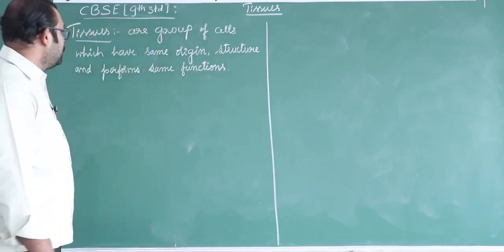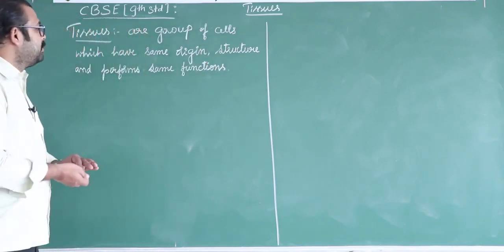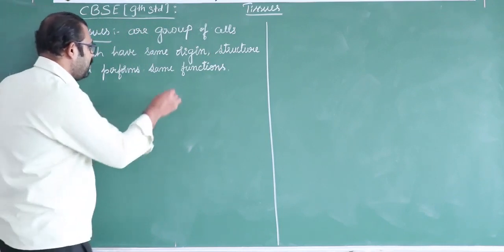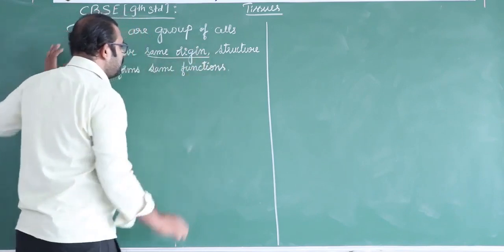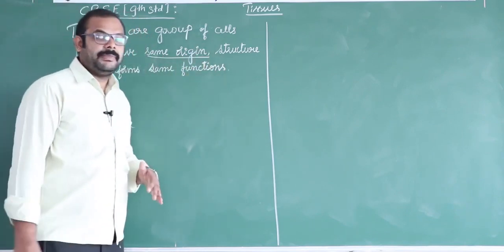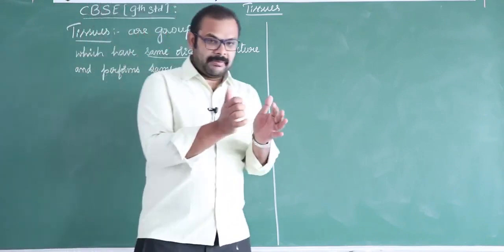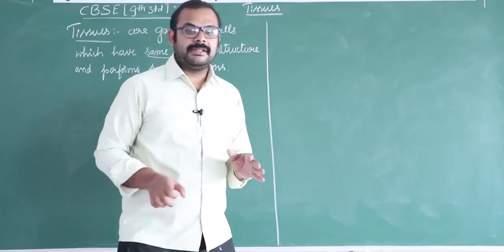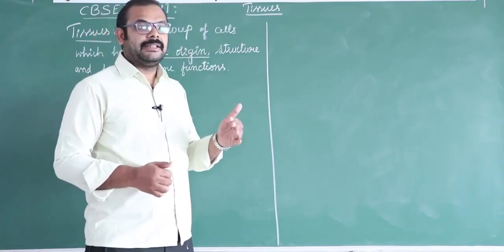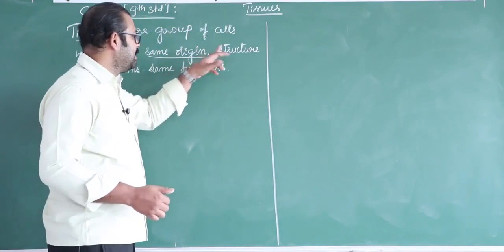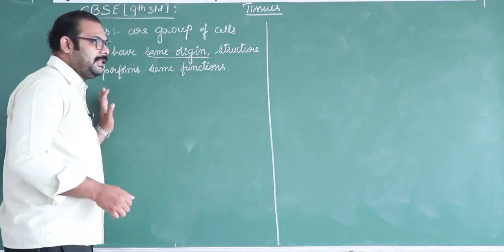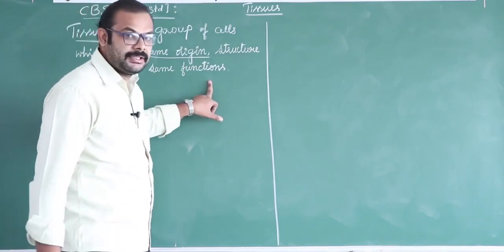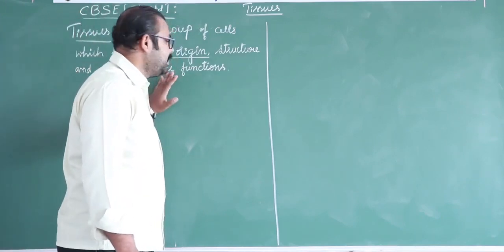Okay, so now let's define tissues. These are groups of cells which have the same origin. Here the word origin refers to where they have come from. If you consider this mass of cells, you will observe that they have come from the same origin, that is, from a single cell. That is what we call same origin. So all the cells in a tissue have the same structure and perform the same functions. This is what we call tissues.